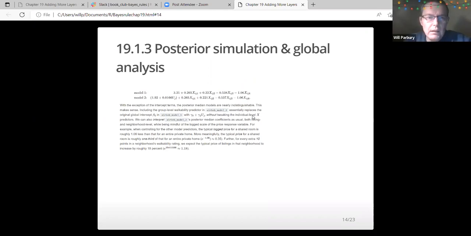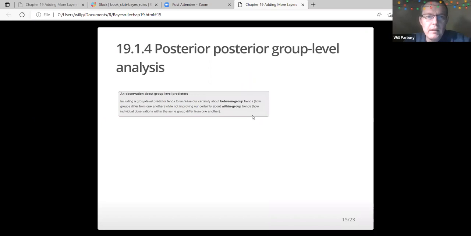Right, okay. So posterior group level analysis. So there's an observation about group level predictors. Including a group level predictor tends to increase our certainty about between group trends, so how groups differ from one another, while not improving our certainty about within group trends, how individual observations within the same group differ from one another. So it does have limitations, basically.